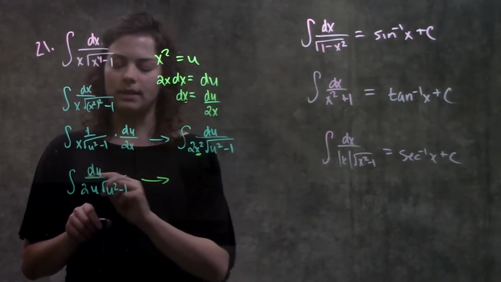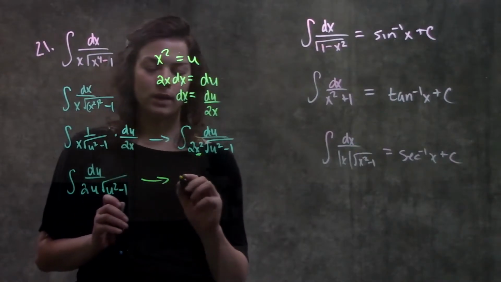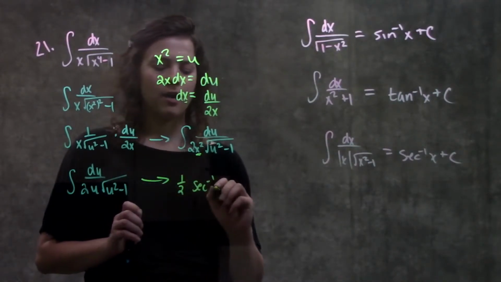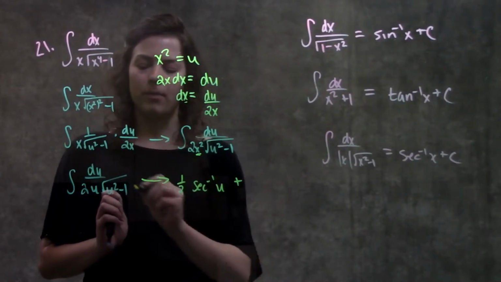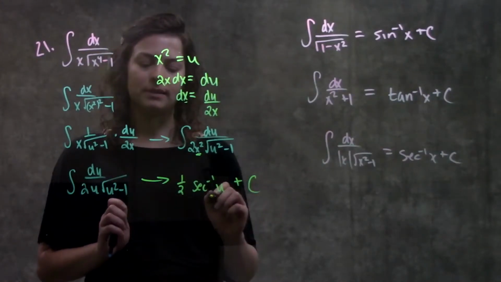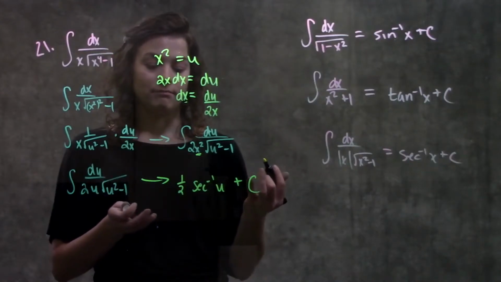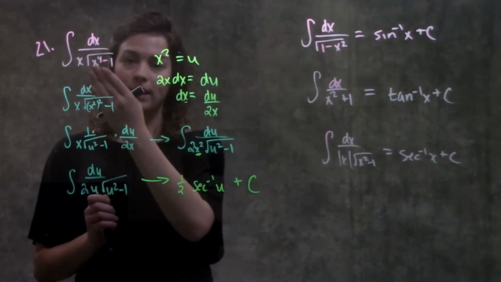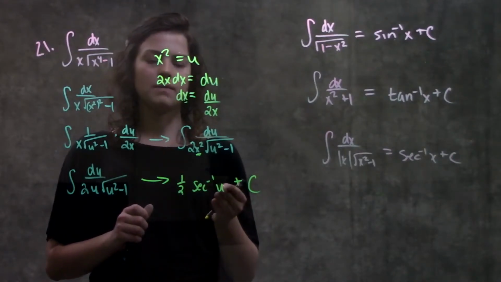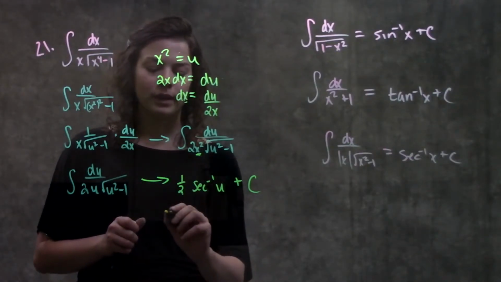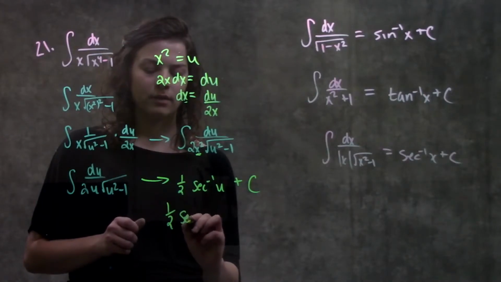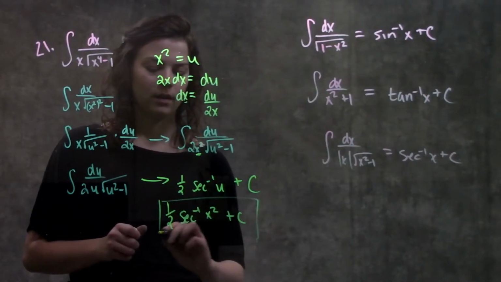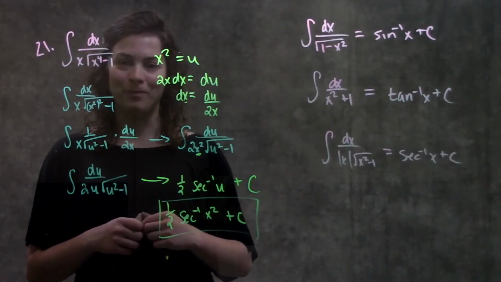So taking this integral, remember I still have this 1/2 out here. I have 1/2 inverse secant of my variable, which is u. And remember, it's an indefinite integral, so I add a plus c. And that's about it. But remember, I want my answer in terms of the variable that they started with. So I'm going to sub in my x squared for u. So now this becomes 1/2 inverse secant of x squared plus c. And that's it for this problem.